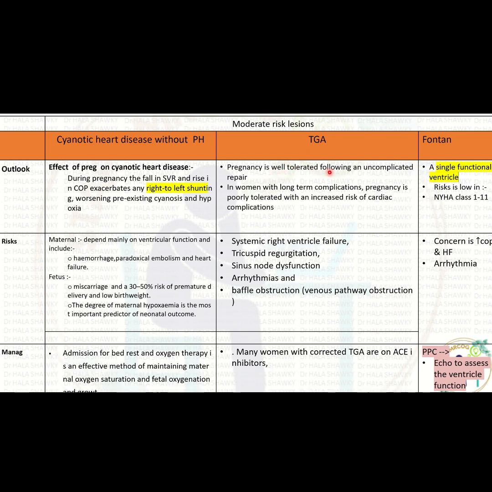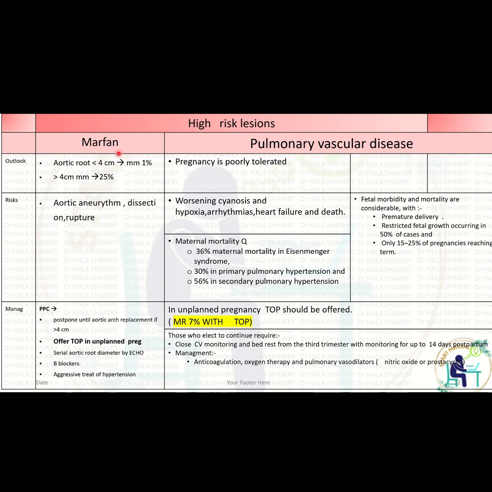Pregnancy is well tolerated following an uncomplicated repair, and in women with long-term complications, pregnancy is poorly tolerated with increased risk of cardiac complications. The risks include systemic right ventricle failure, tricuspid regurgitation, sinus nodal dysfunction, and arrhythmias. Many women with corrected TGA are on ACE inhibitors. Fontan circulation, single functional ventricle: risk is low in NYHA class 1 and 2, and the concern is heart failure and arrhythmia. Then the high-risk lesions include Marfan syndrome and pulmonary vascular disease.